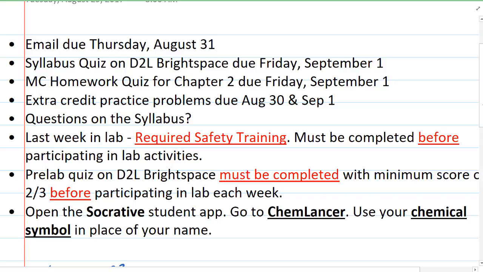So the first reminder is that there's a syllabus quiz that is on the back page of your course syllabus. Remember that the first piece of that syllabus quiz is to do the email, which is due on Thursday. Once you do the email, then you go to D2L Brightspace and take the quiz that appears there. And in case you forget, there's a little prompt on the D2L quiz that reminds you that you're supposed to send that email first before you take it.